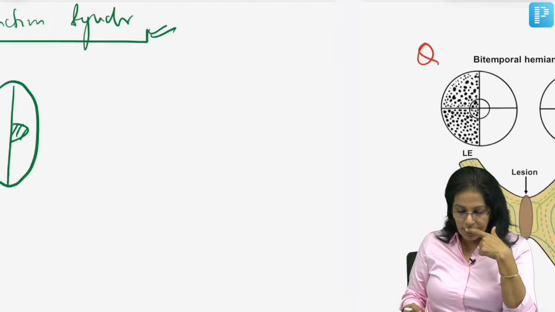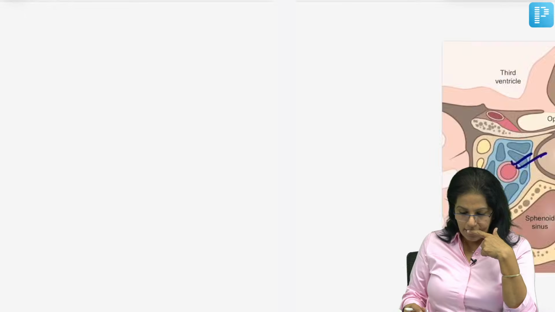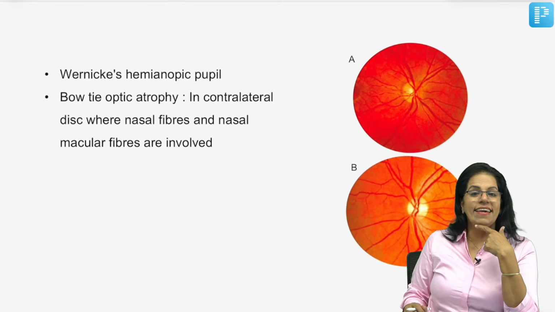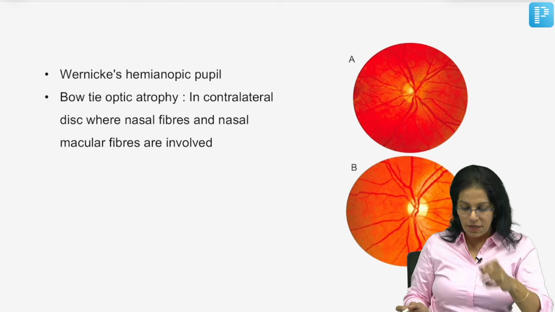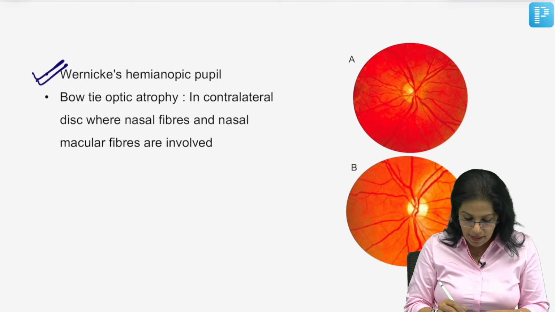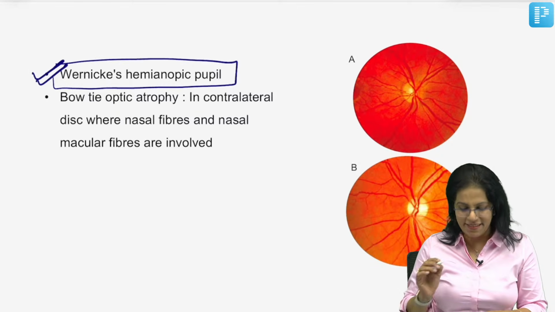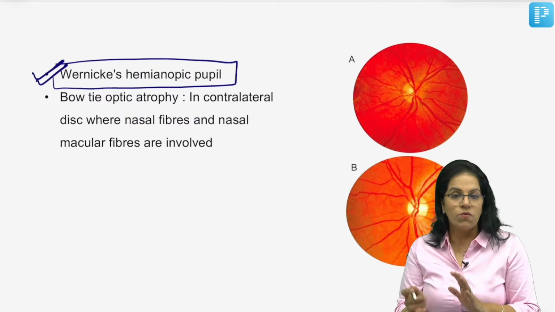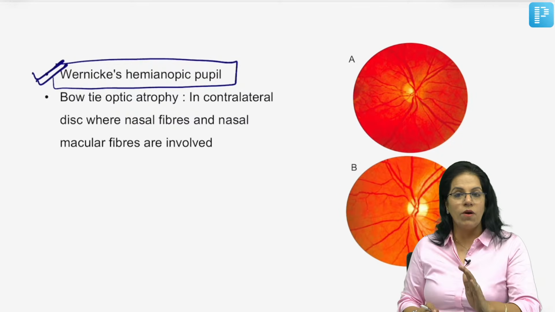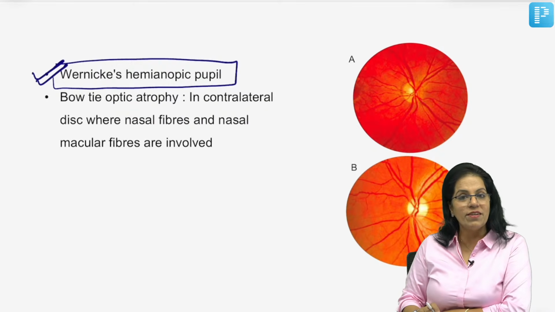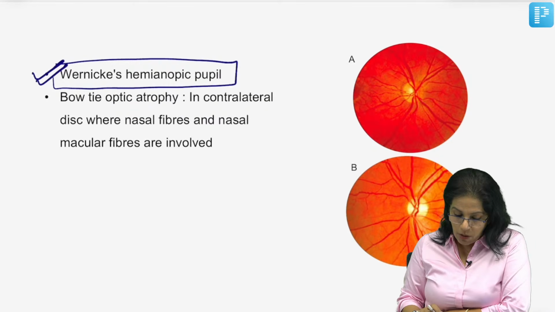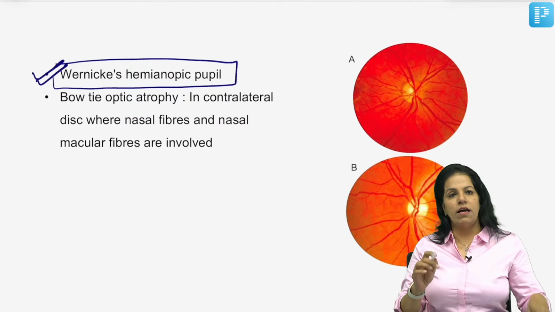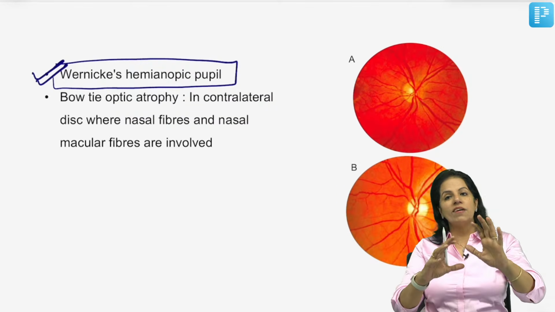Okay, coming to the tract lesion, another very important thing, yeah, here we are. Apart from homonymous hemianopia, the next important thing you will learn is Wernicke's hemianopic pupil. What is hemianopic? Half is working, half is not. So, what is Wernicke's hemianopic pupil and how do you explain it? Let us understand, it is very interesting, pay attention. Okay. So, when you say Wernicke's hemianopic, Wernicke is of course a name, it is a type of defect where half of the pupil is working and half is not.